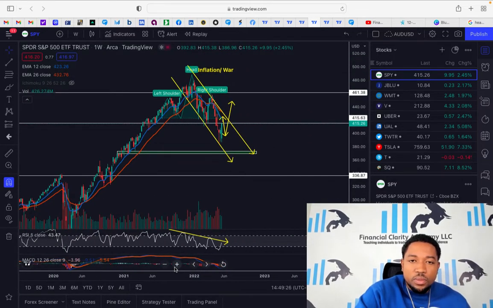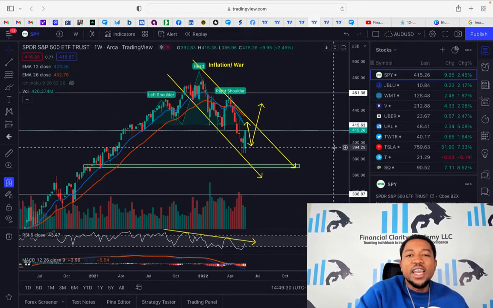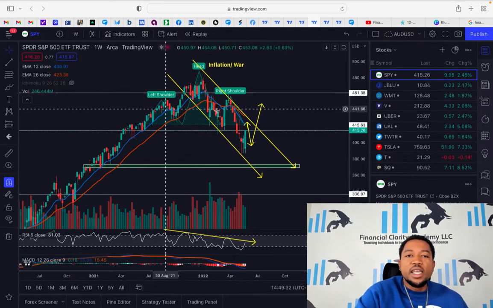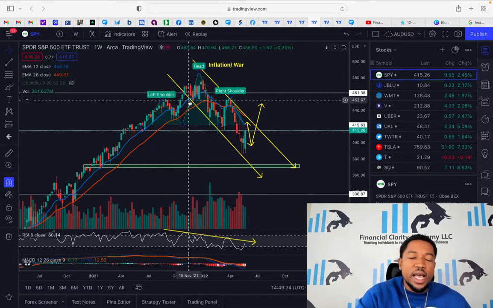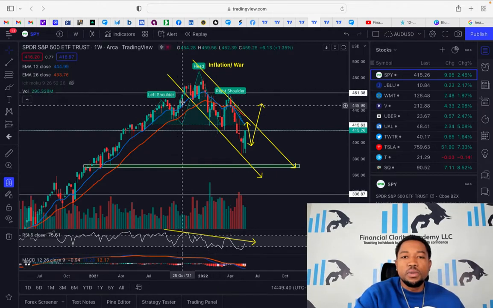So let's focus on the S&P 500. We created a head and shoulders reversal pattern. This immediately showed me that we're going to go into a bear market for all stocks. We're already in a bear market for crypto, but this is what showed me that we're going to go into a bear market for stocks.